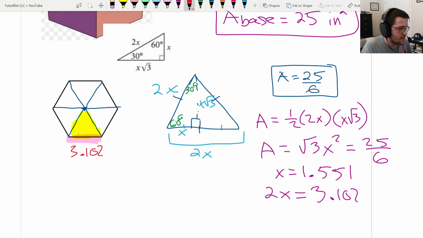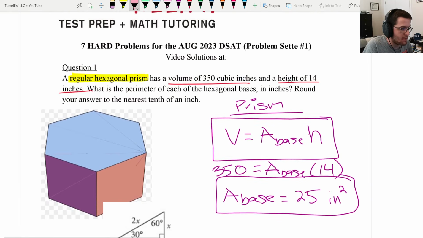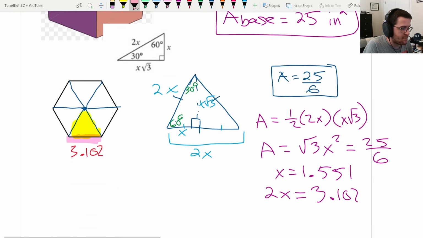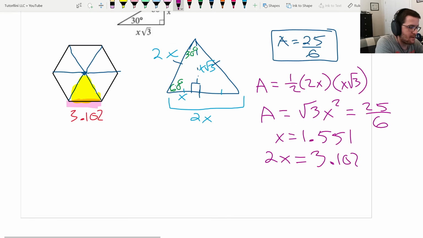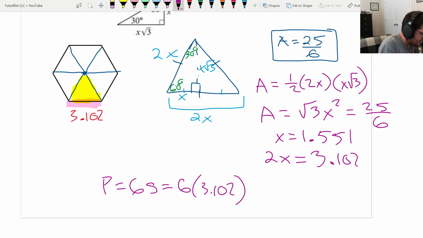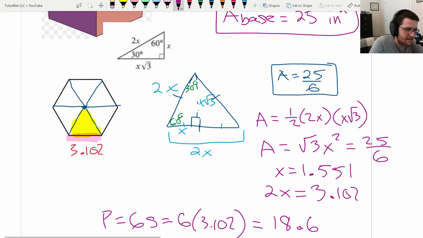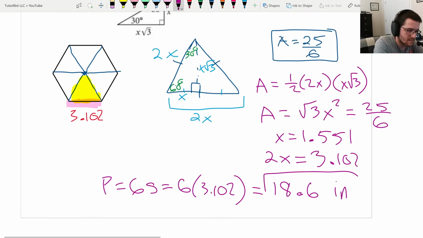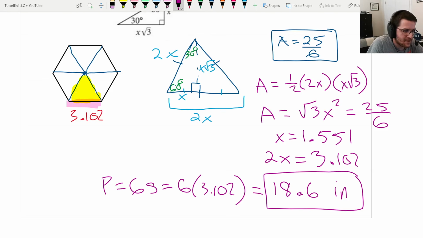we're trying to find the perimeter of one of the bases, right? So to find the perimeter, each of these sides is the same. So we're going to multiply that side by 6. So the perimeter is just 6s. So the side length is 6 times 3.102, and I'm getting 18. It wants us to round to the nearest tenth. I'm getting 18.6 inches. So that would be the answer to this one.